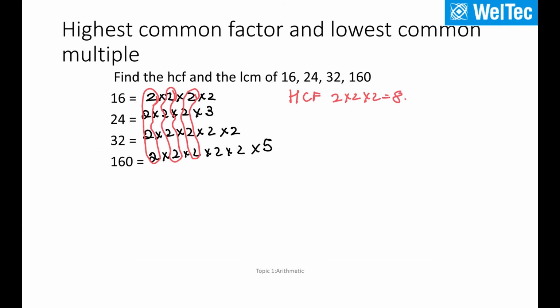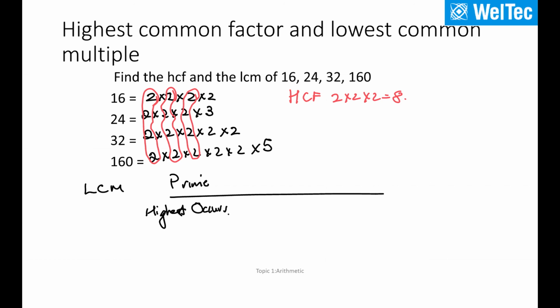Now to find the LCM, we need to set up our table. And put our primes in, 2, 3, and 5. And the biggest number of 2's is 5. The biggest number of 3's is 1. Same with the 5. So it'll be 2 times 2 times 2 times 2, so that's 1, 2, 3, 4. One more. Times 3 times 5, which is 480.